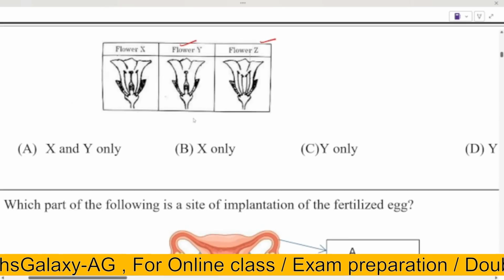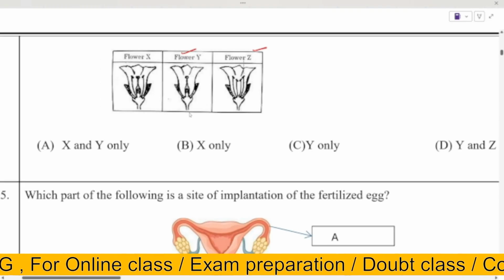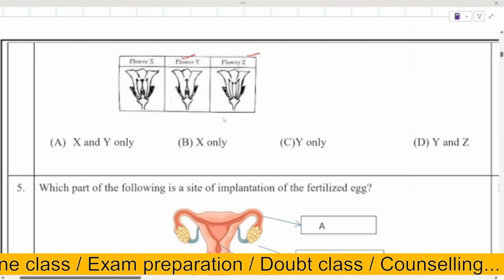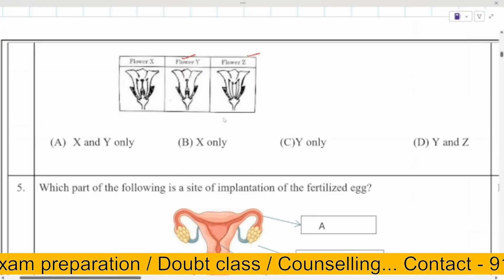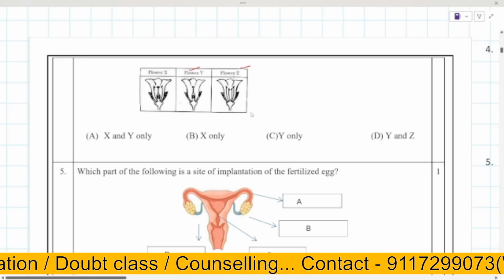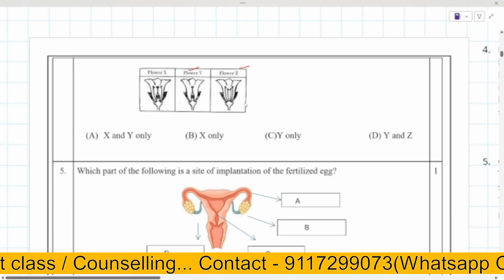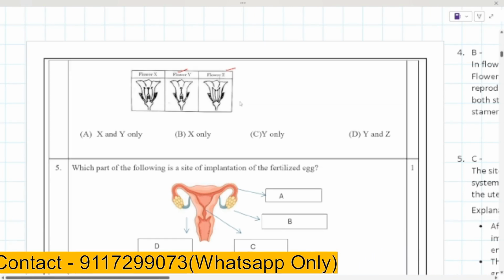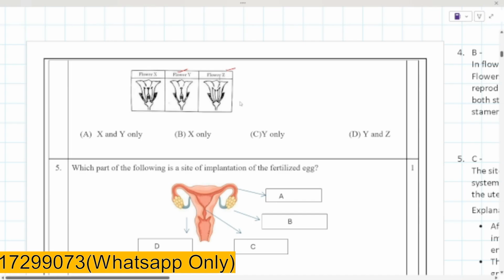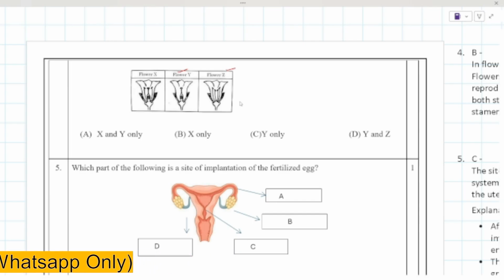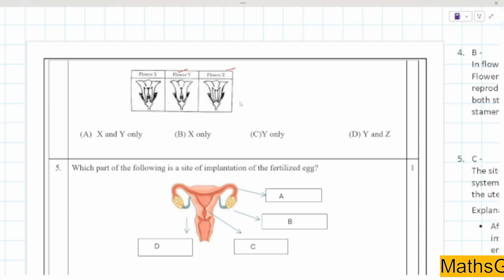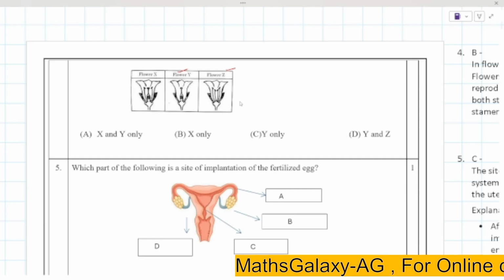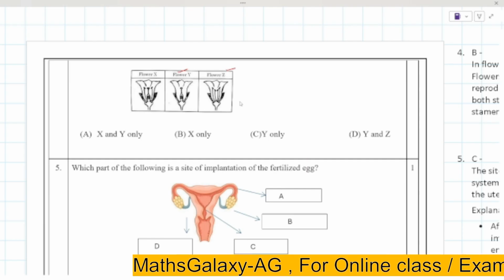Which flower will develop into a fruit with pollen grains of another plant? X and Y? Are you sure? Let me check again. I think in Y there are no male gametes. X, there is. And in Z there are only male gametes. Male gametes, right?